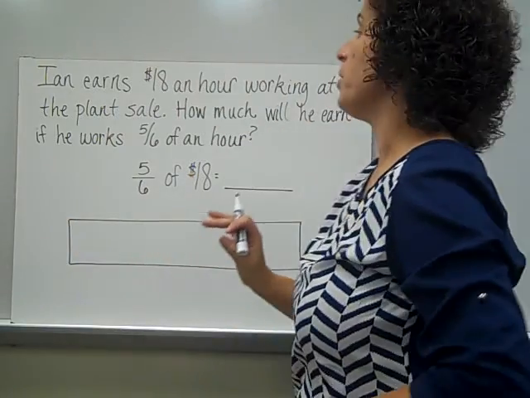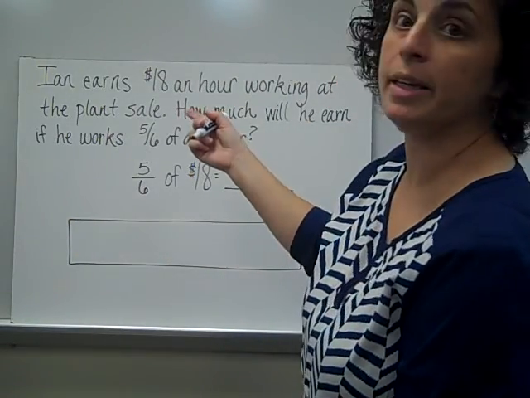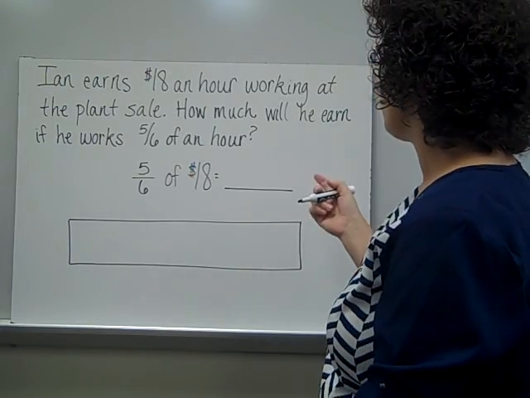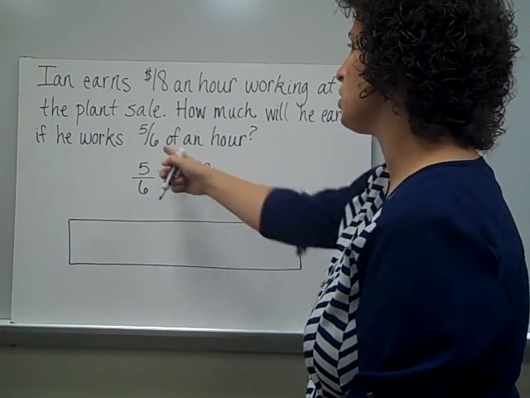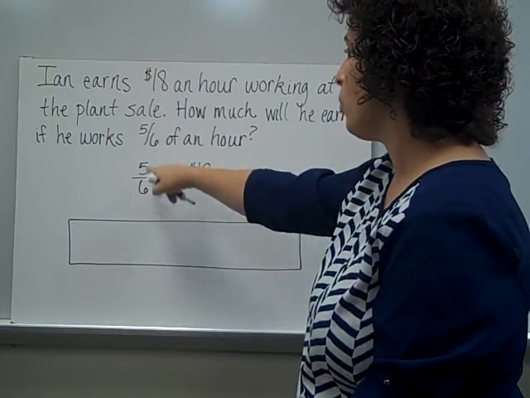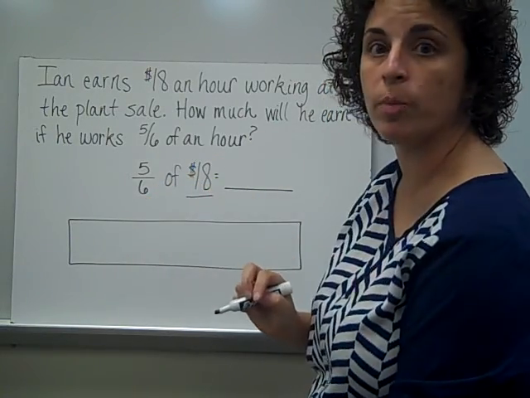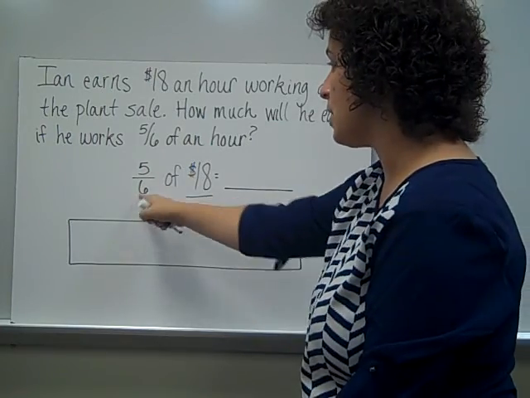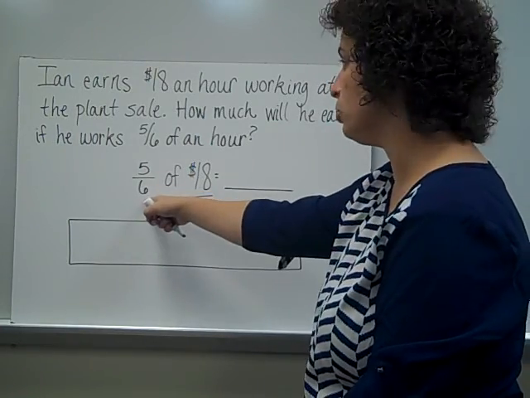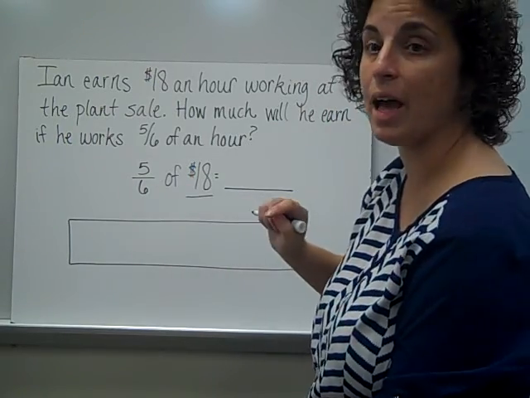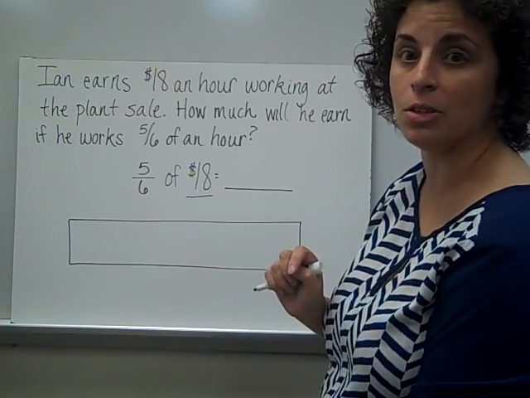Let's look at another problem that we can solve with this tape model. Ian earns $18 an hour working at the plant cell. How much will he earn if he works 5/6 of an hour? Well, he worked 5/6 of an hour, and every hour he should have made $18. Does Ian get all $18? No, because he didn't work 6/6 or 1 whole hour. He worked less than that, so he's going to earn less than his $18.